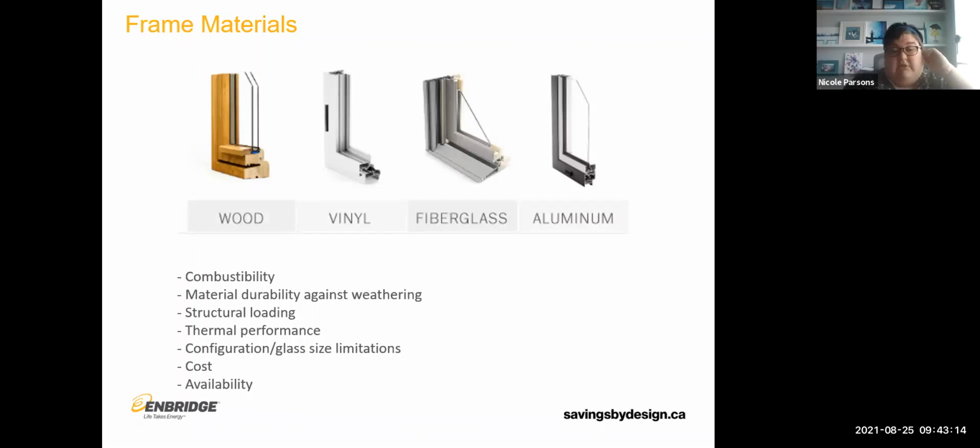You have to look at the structural loading. How tall is the building? What kind of wind loads are you expecting? Are these windows close to the floor? Do they need to provide a guard performance to prevent somebody from falling out? All of those things. The thermal performance, of course, which is the crux of what we're talking about. Configurations and glass size limitations. Different frame materials are going to have different limitations as to how far the members can span. If you want really tall glass, that's going to limit your choices.